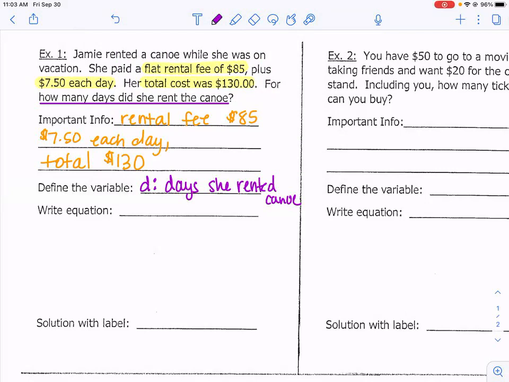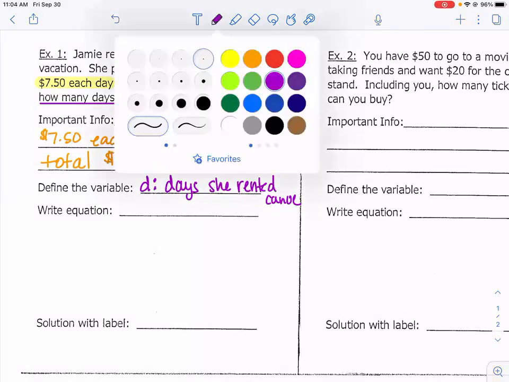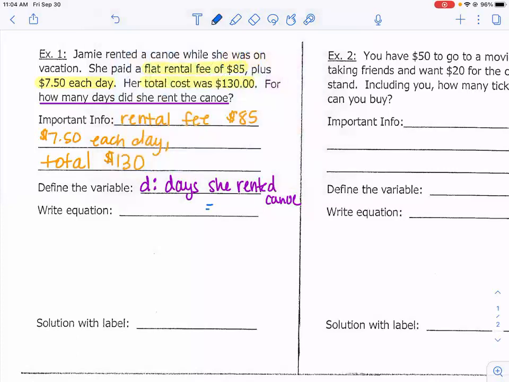Okay. So now writing the equation is not quite as straightforward as it was yesterday, but that's fine. We're totally capable. Okay. So her total was $130. So I'm going to start there because I know that that is what my equation needs to equal. The total is $130. Okay. So you remember how I talked about the constant versus what's changing?